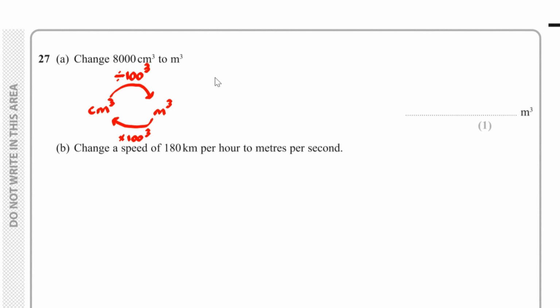So that means we need to do the calculation 8,000, then divide this by 100 cubed. And if we work out what this is, we get 0.008.